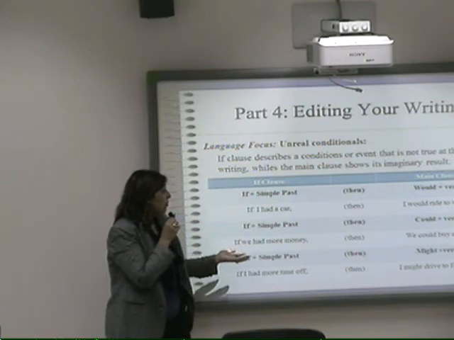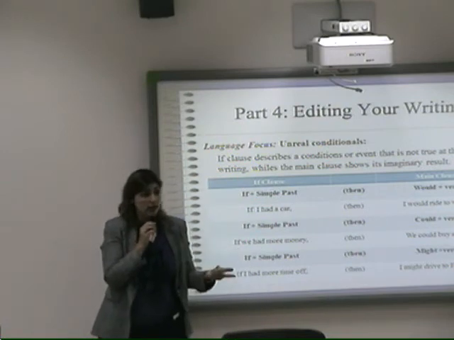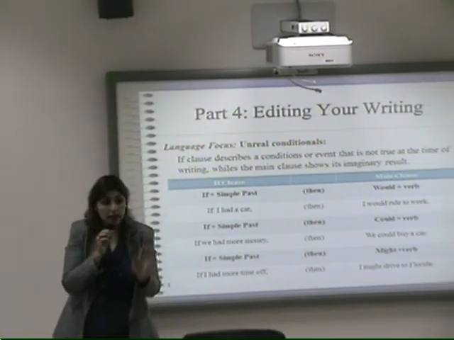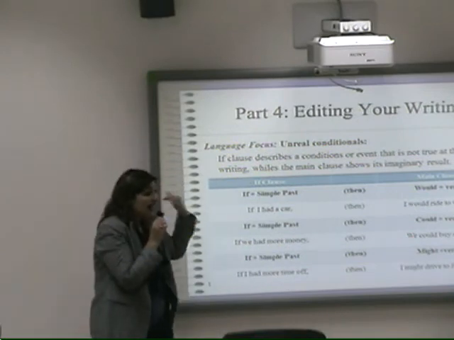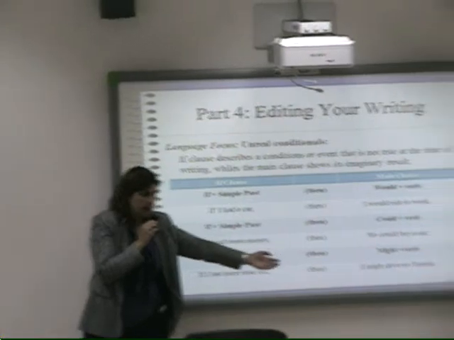If we had more money, we would buy a car. This means that, do they have more money? No, maybe they have enough money for their needs. But if they had, okay, more money, they would be able to buy the car.